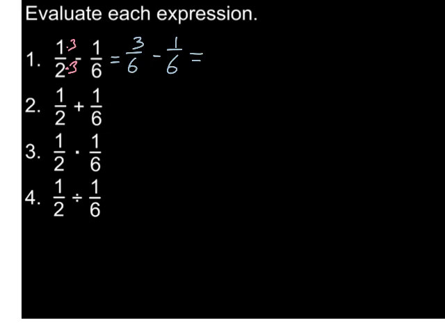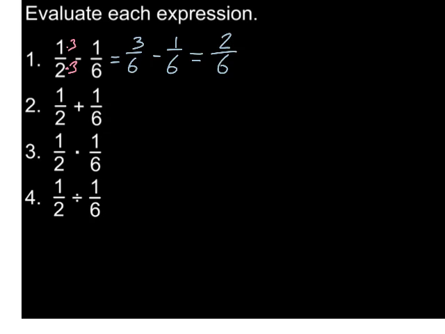I can now do the subtraction. I end up getting 2 over, and now notice I needed a common denominator. Anytime it has to be the same, that's because it's going to stay the same. So since we had to have them both be over 6, that's because our answer will be over 6.